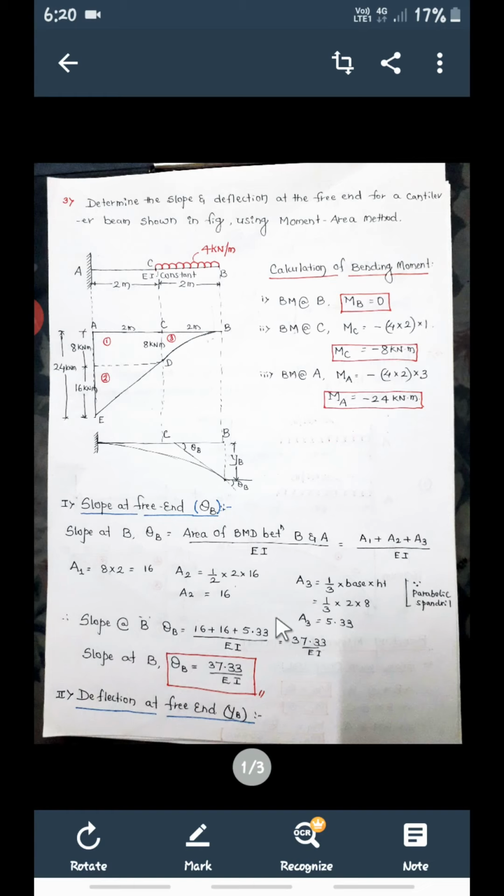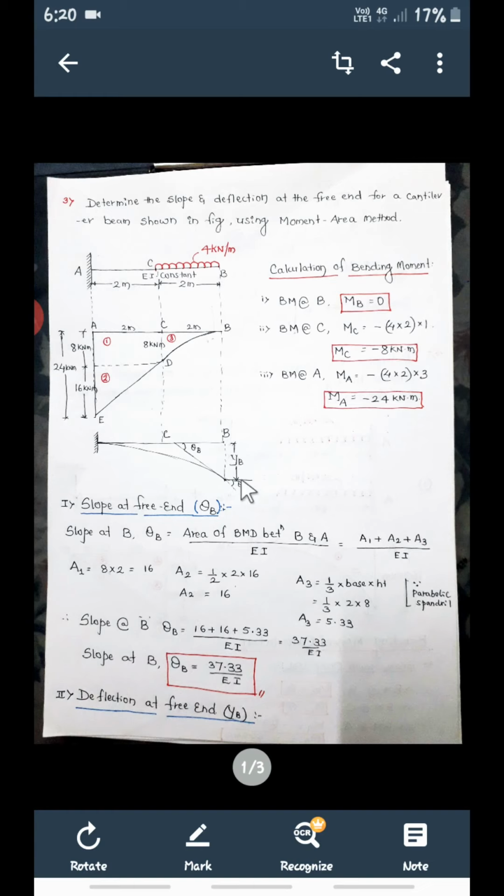So A1, A2, A3, substitute here. Therefore slope at B is equal to A1 plus A2 plus A3 divided by EI. So 16 plus 16 plus 5.33 divided by EI. So this comes out 37.33 divided by EI. So slope at B, theta B, is equal to 37.33 divided by EI. So this is slope.